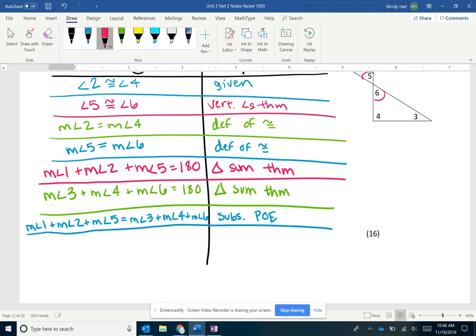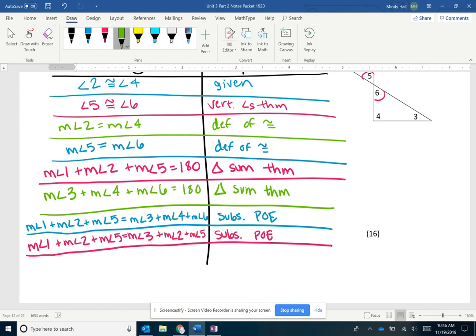But when you do that substitution, we then have to substitute in 2 for 4 and 5 for 6. So measure of angle 1 plus measure of angle 2 plus measure of angle 5 equals measure of angle 3. Measure of angle 4 can be replaced by the measure of angle 2. And measure of angle 6 can be replaced by measure of angle 5. So again, substitution, because we substituted in the values we said were equal earlier.